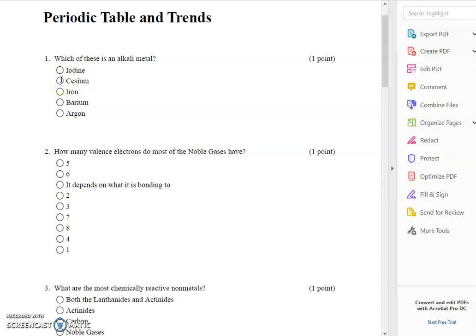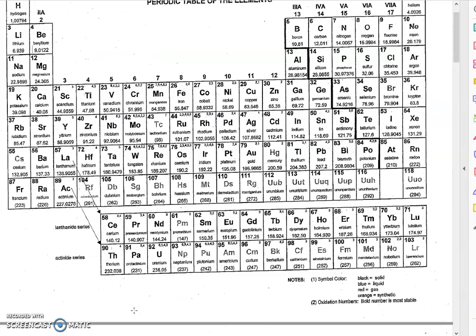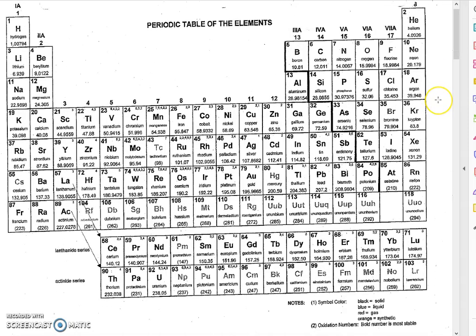How many valence electrons do most of the noble gases have? All right, remember, valence electrons end up being pretty straightforward. You just count left to right, ignoring the transition metals. So 1, 2, 3, 4, 5, 6, 7, 8. So it says most of the noble gases because helium is the one exception. It is a noble gas, but it only has 2 valence electrons because it's a 1s energy level, so that can only hold at most 2 electrons in that orbital.